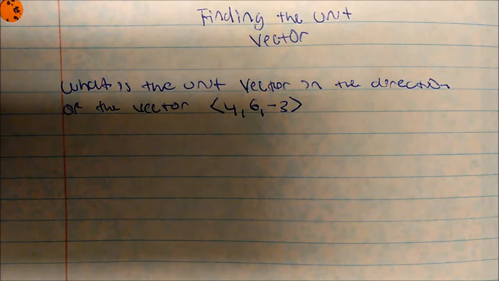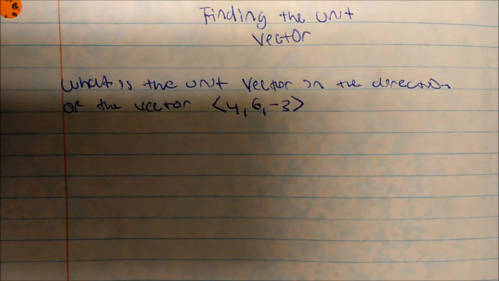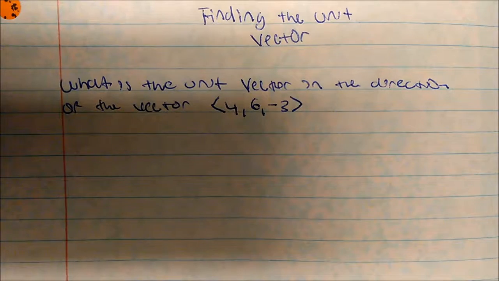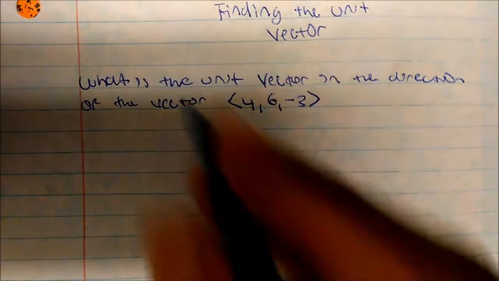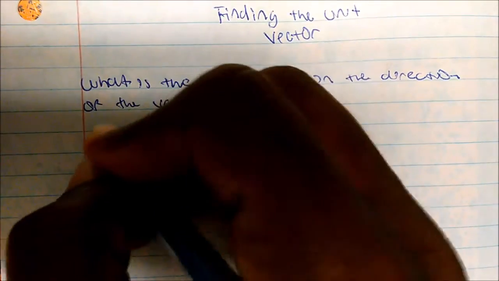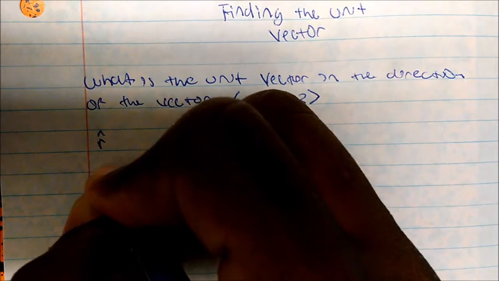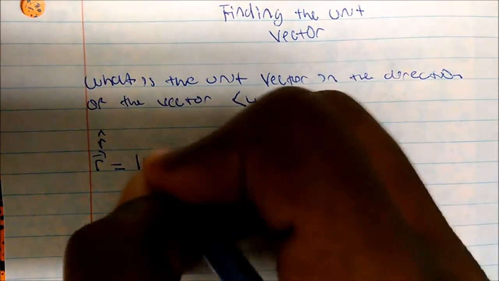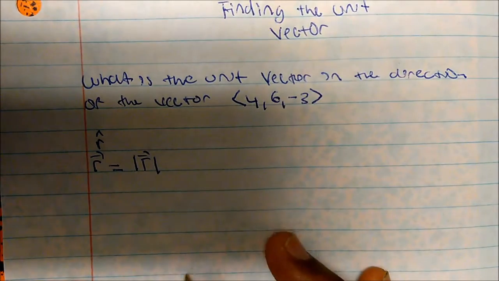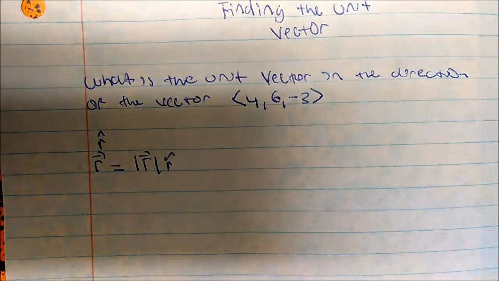I have this question here and it says, what is the unit vector in the direction of the vector 4, 6, -3? Well, remember we said the notation we define as unit vector is usually r hat. And we define a vector in general, so this is the vector r, as its magnitude, in an absolute value sign, times its unit vector, r hat.